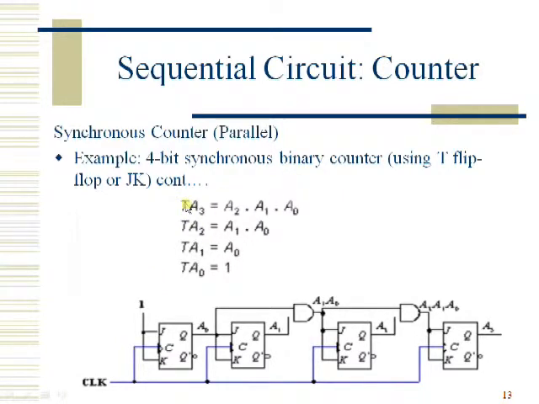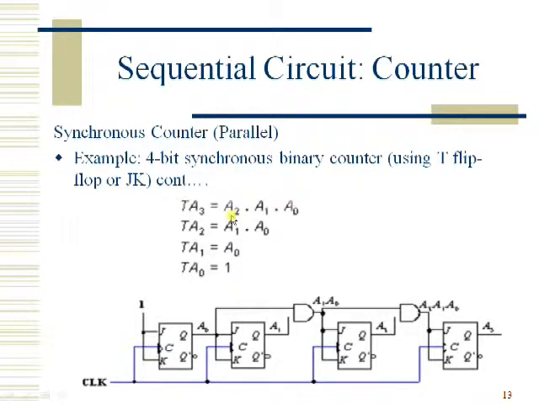From the functional table you have to get these Boolean expressions. After getting the Boolean expressions, we have to implement this with the help of gates as well as flip-flops. As you can see, TA0 is 1, therefore inputs for the first JK flip-flop are tied to 1, and for TA1 it is A0, therefore A0 is connected to J and K of the next flip-flop. A1 and A0 are connected to an AND gate, and the AND gate output is connected to J and K.